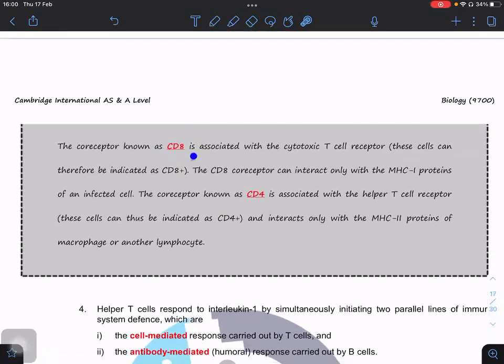The co-receptor known as CD8 is associated with the cytotoxic T cell receptor, so we call them CD8 cells. CD8 cells can only interact with MHC class 1 on the infected cell. Therefore, cytotoxic T cells can release the toxic substances to kill the infected cell. CD8 can interact only with MHC class 1, but CD4 is found on the helper T cell receptor. So CD4 positive cells will interact with the MHC class 2 protein on the macrophage or B cells, the B lymphocytes.